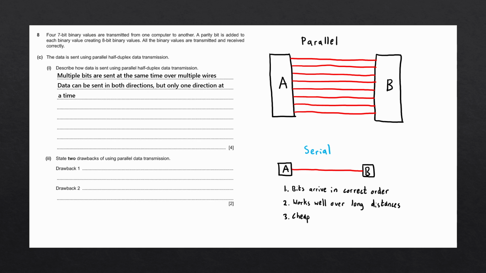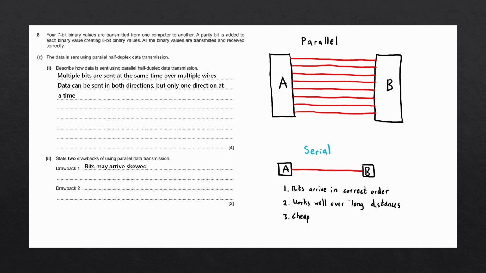The first one, we say that bits arrive in the correct order. The opposite of that would be that bits arrive in a different order. If we look at parallel data transmission, every wire we have is always going to have a different data transfer rate, meaning that the bits aren't going to arrive at the same time. If we're sending over multiple bytes of data, then those bits might become skewed. In other words, they might arrive out of order. So that works for our first drawback. Let's write that in.